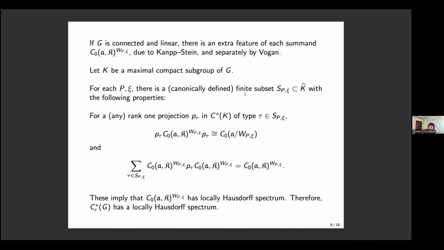Then there's a canonically defined finite subset of the irreducible representations of K. It could be 1 or 2 or 4. Finitely many irreducible representations in K hat with the following properties. So take the Lancome projection P tau in the C-star algebra of K. That's in the multiplier algebra of the reduced group C-star algebra. In particular, it acts as a multiplier on here, so you can multiply by this P tau on these algebras.